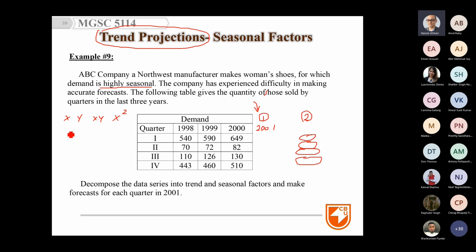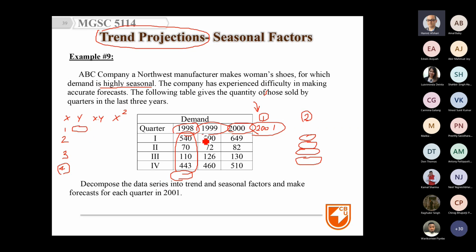Okay. So if I put x, y, x multiplied by y, and x squared, it should be very easy to calculate. So how many periods do I have? 1, 2, and 3, which is 1998, 1999, and 2000. Correct? And what I am looking for is year number 4, which is 2001. Correct? And how much is the demand for year number 1, which is 1998? I have to add all of them together and write the summation here. Correct? This will be the total demand for that year.